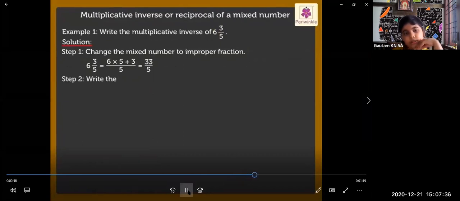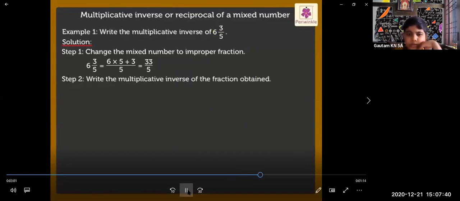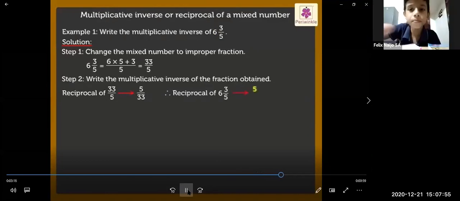Next, we write the multiplicative inverse of the fraction obtained. The multiplicative inverse of 33 upon 5 is 5 upon 33. Thus, the reciprocal of 6 and 3 upon 5 is 5 upon 33.